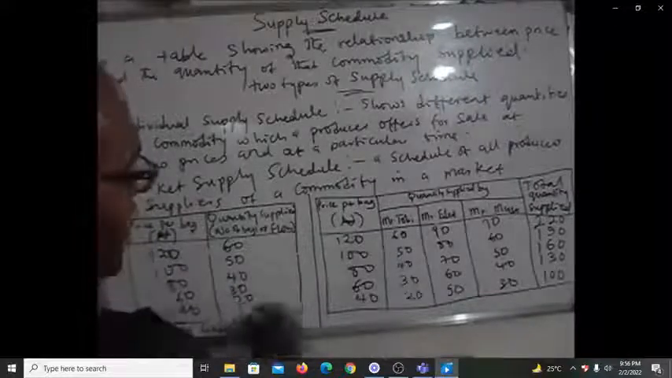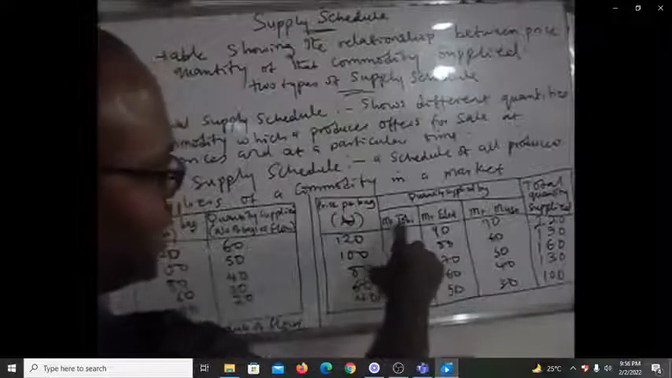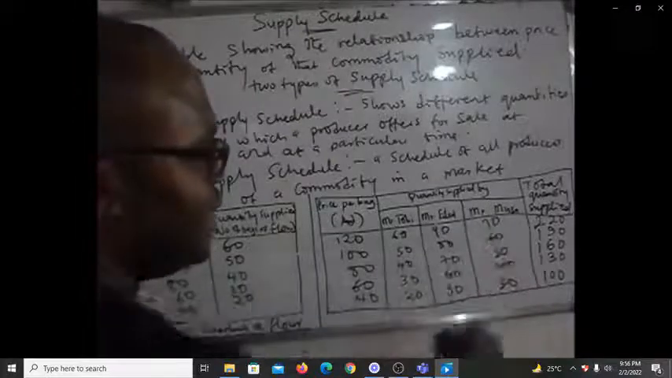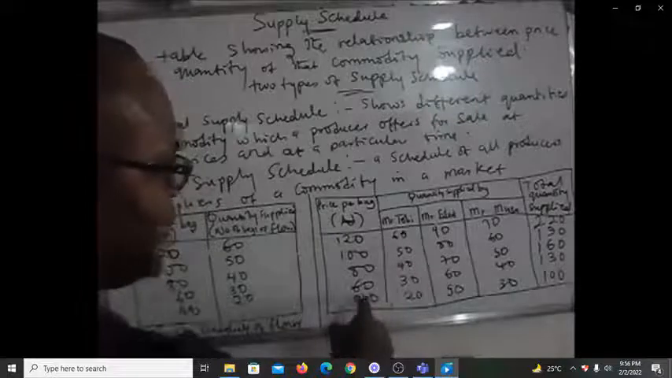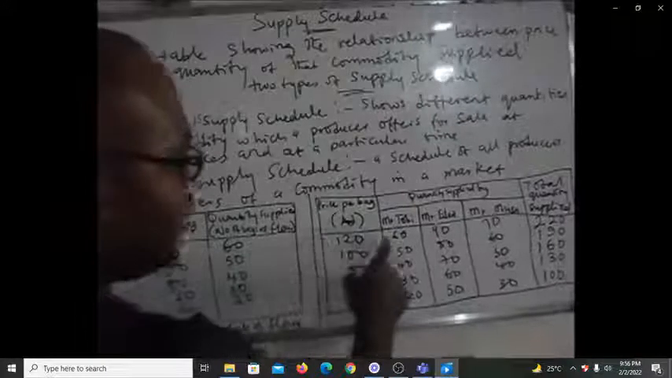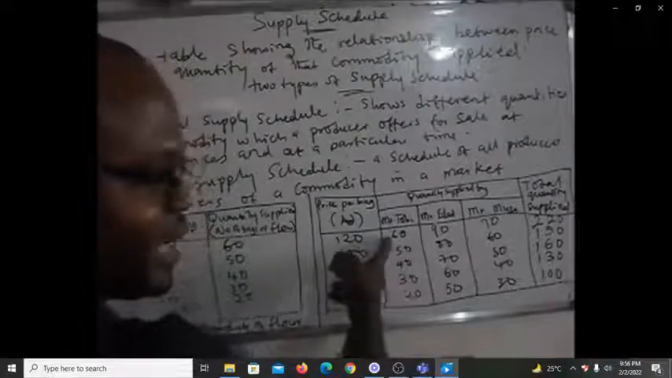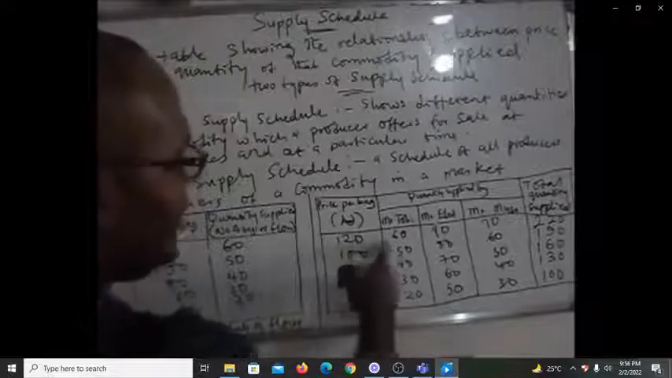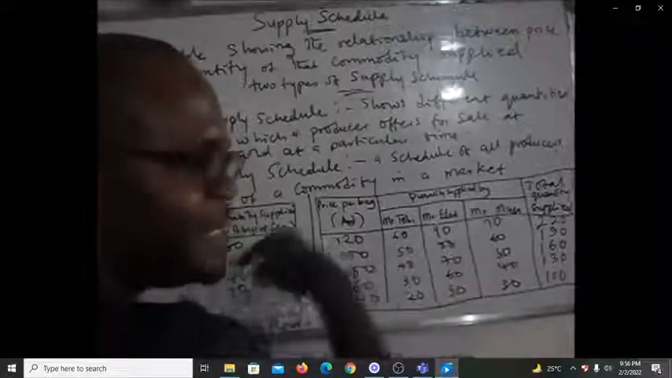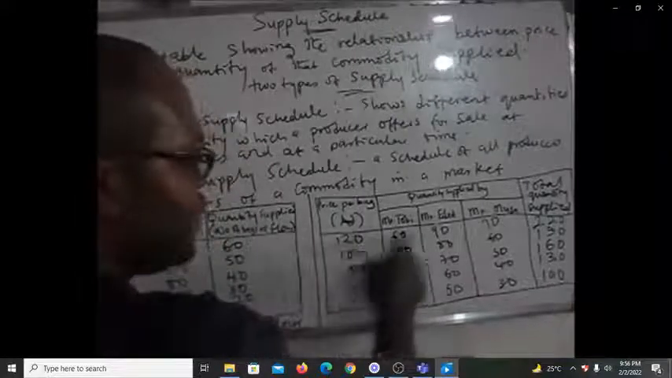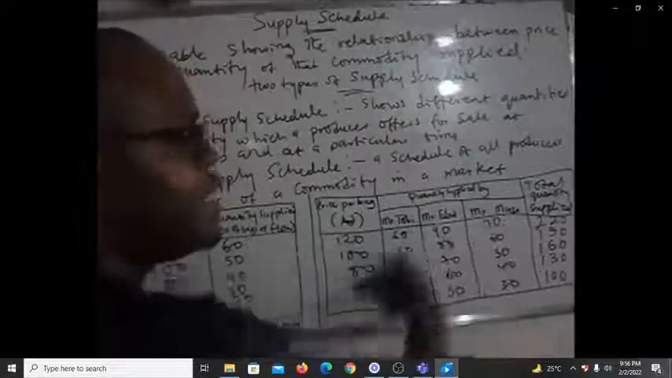But here you have how many people? Mr. Toby, Mr. Edet, Mr. Musa. All of them supplying at different what? Prices. At this price, Mr. Toby can supply 60 bags at the price of 120. But at that same price of 120, Mr. Edet can supply what? 90. At that same price of 120, Mr. Musa can supply what? 80.